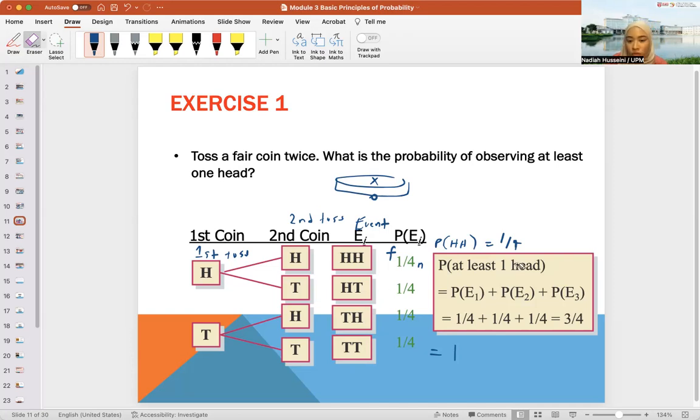Okay. So what is the probability of getting at least one head? Now we're not talking about the probability of each event. We're talking about getting at least one head. It doesn't matter if it happens in the first toss, it doesn't matter if it happens in the second toss. I just want at least one head. So here, this is at least one head. This is at least one head. This is at least one head. So I have 1/4 plus 1/4 plus 1/4. That gives me 3/4. And the probability of getting at least one head is 3/4.